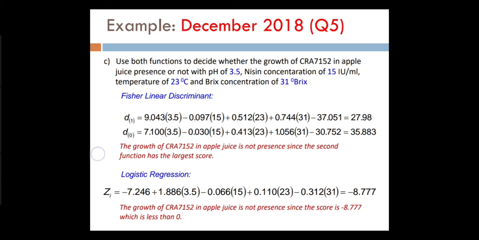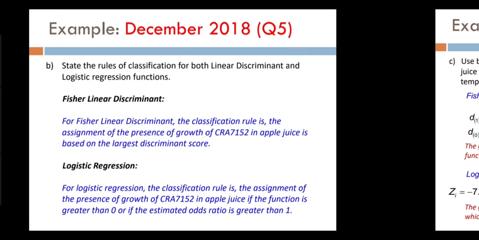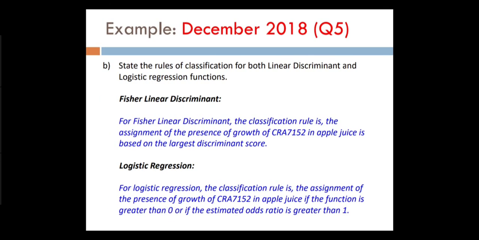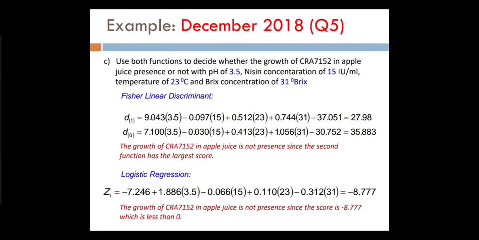Okay, if we use logistic regression, when we replace all the values in the logistic regression function, you will get negative 8, which is less than 0. When we use the function, the rule was less than 0 here. So the function gives negative 8, less than 0. So we will classify the new observation into the group not presence.